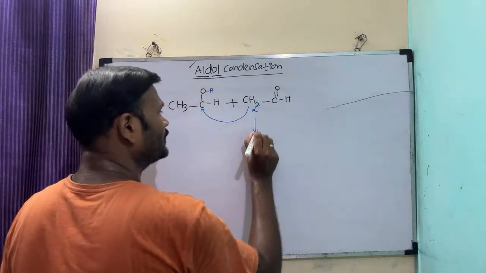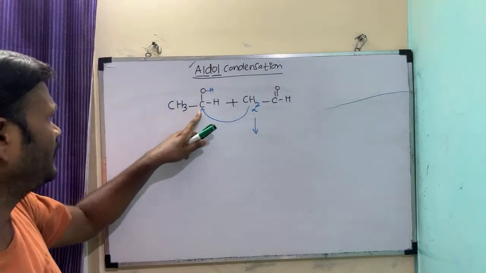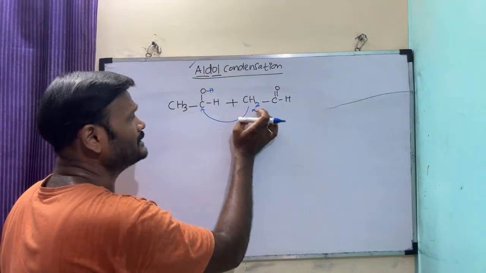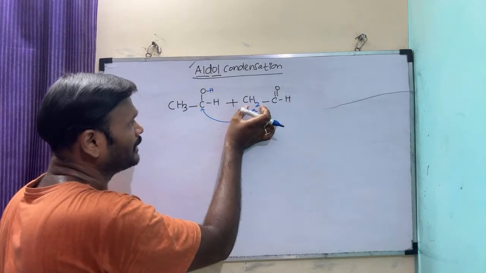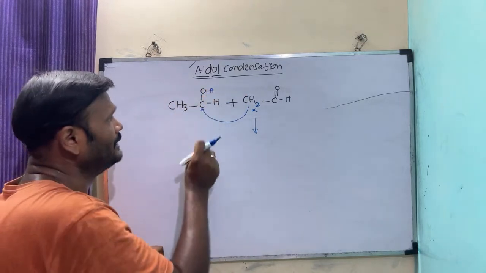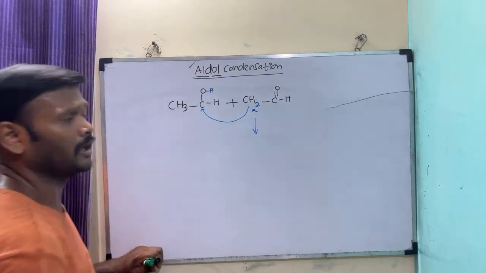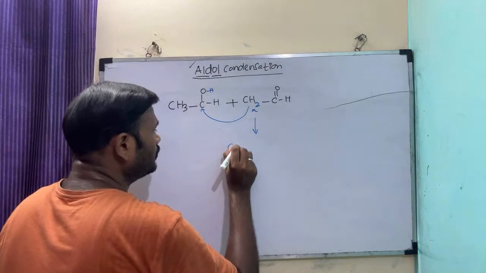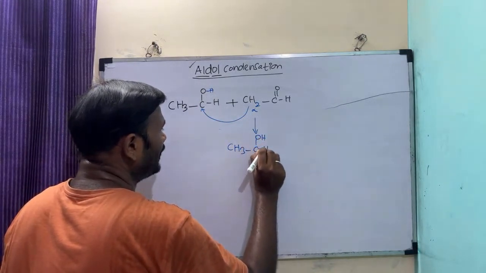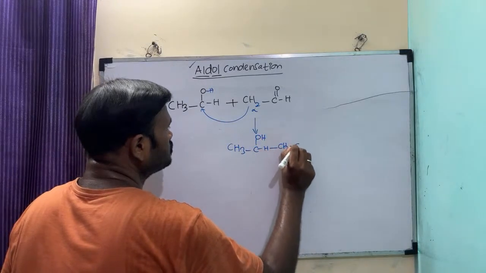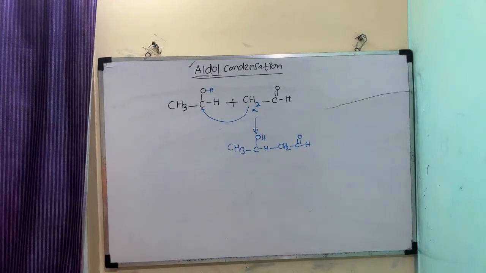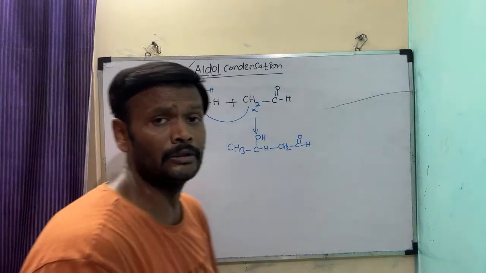So what kind of product can I get? CH3CHO is there initially. Here CH3 is there. I've taken one hydrogen from here, and that will be added to this oxygen. Then the remaining part will be attached to this carbon. So what will I get? CH3, COH, here it will be H, and here CH2, CHO. That's it. Very simple trick. We are able to find out the product.